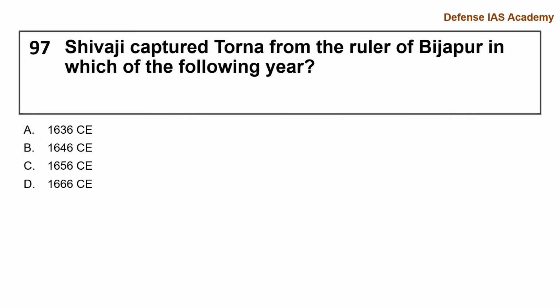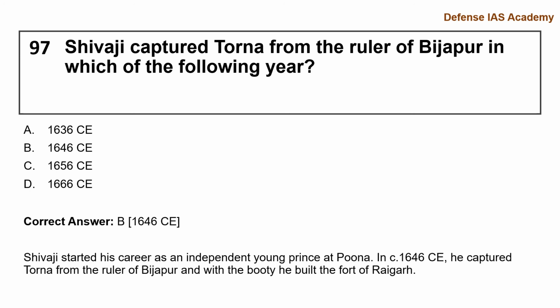Question number 97. Shivaji captured Torna from the ruler of Bijapur in which of the following year? The correct answer is option B, 1646 CE. Shivaji started his career as an independent young prince at Pune. In 1646 CE, he captured Torna from the ruler of Bijapur and with the booty he built the fort of Raigarh.